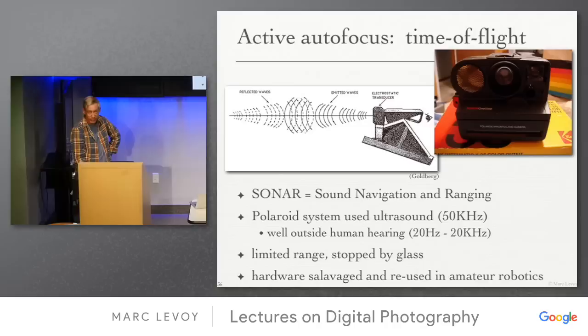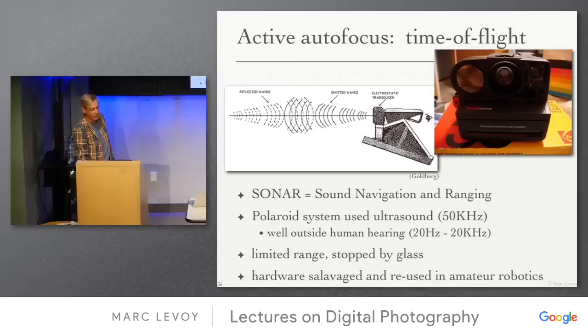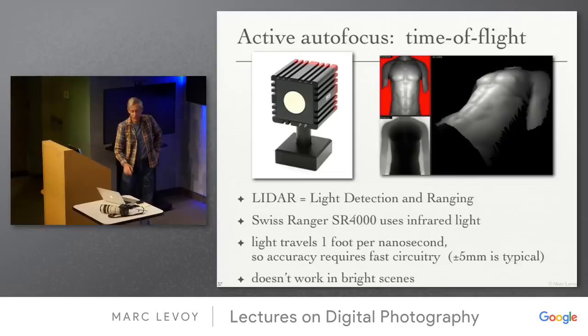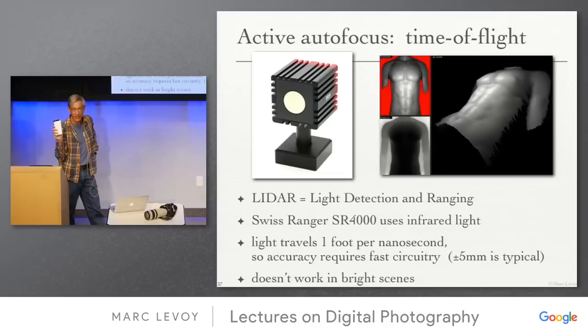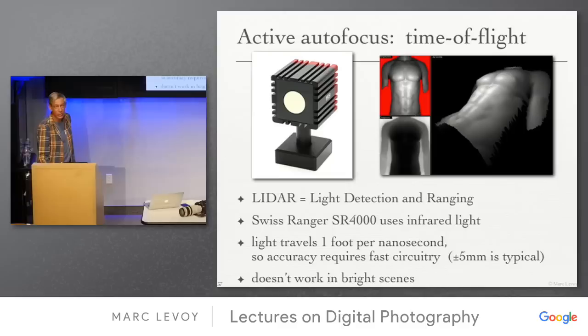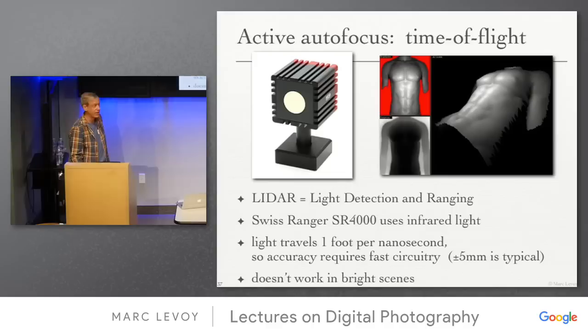The Polaroid had a sonar, which has a limited range and is stopped by glass, so it's actually not a great focusing system, but people have repurposed it for robotics. You can do time of flight, and so this Nexus 6P has an infrared time of flight sensor. It's stopped by glass as well, so you need to check your result when you're done, and quite a bit of tuning went into that in the case of the Nexus 6P. It requires very fast circuitry because light travels so fast and doesn't work in very bright scenes.